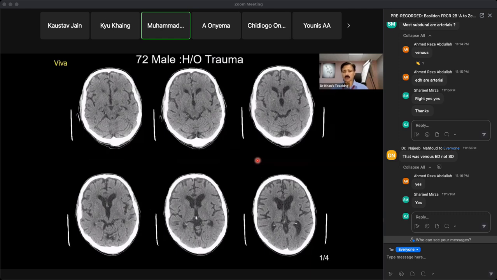And in the exam also use it. There is a window, we call it subdural window, whatever you want to call it, subdural hematoma window. This is used only in cases of acute trauma. Subdural hematoma can be chronic, so it's useless there.